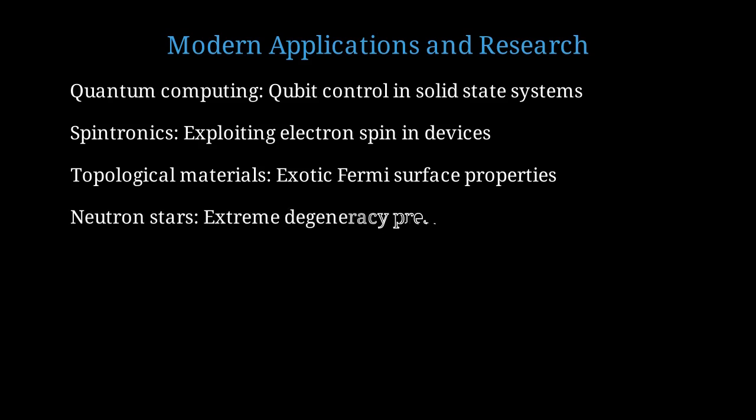In neutron stars, which are even denser than white dwarfs, both electrons and neutrons are degenerate. The Fermi energies are so high that neutrons become relativistic.